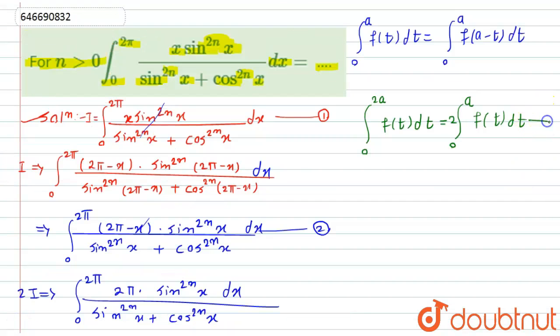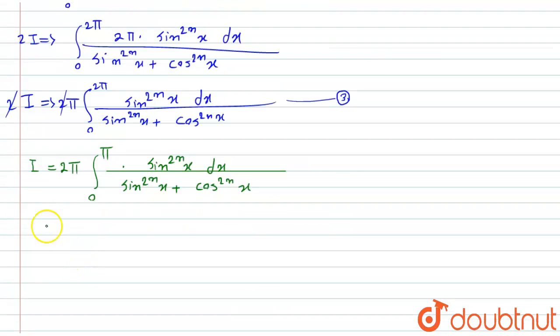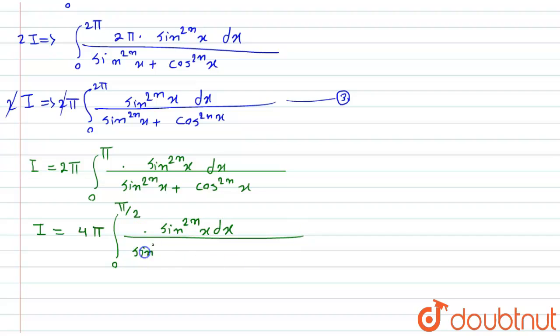Okay, for this second one we are going to apply the same property. So what we get is I equals 2 into 2, which becomes 4π, integral from 0 to π/2 of sin(2nx) dx divided by sin^2(nx) + cos^2(nx) dx. Now, here finally we are going to use the first property.